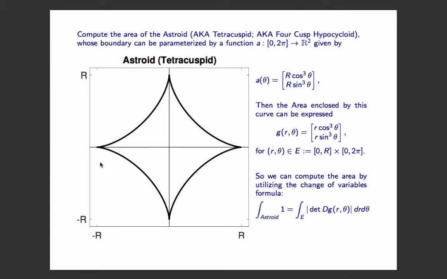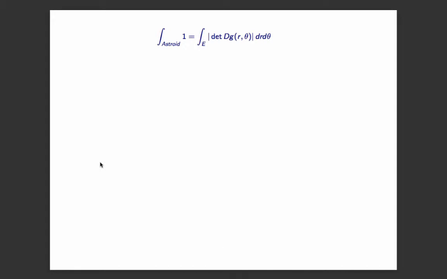So now that we have our asteroid described as a warping of a rectangle, and of course we could confirm that G does in fact satisfy the conditions of a change of variables, we can use the change of variables formula. The area of the asteroid is just the integral of 1 over the domain of the asteroid, which equals the integral over the rectangle E of the absolute value of the determinant of the derivative of the change of variables G. So, well, we're going to need that derivative.